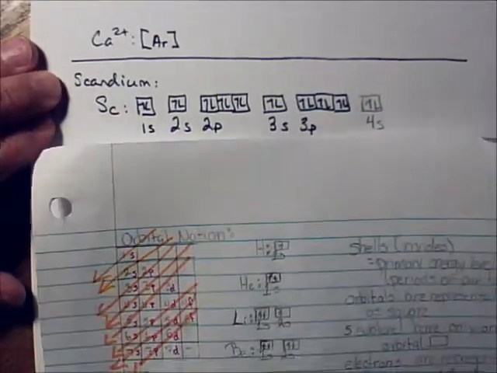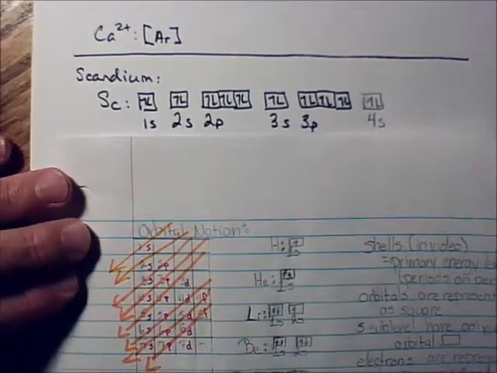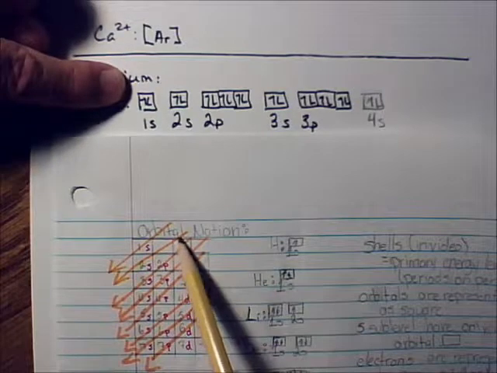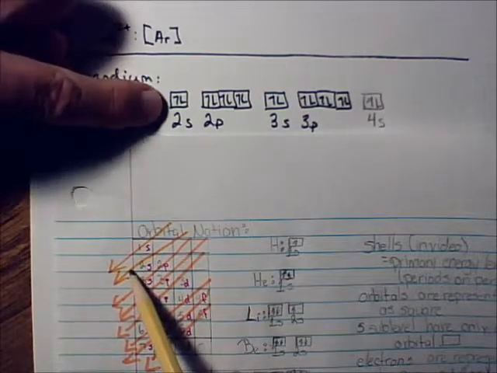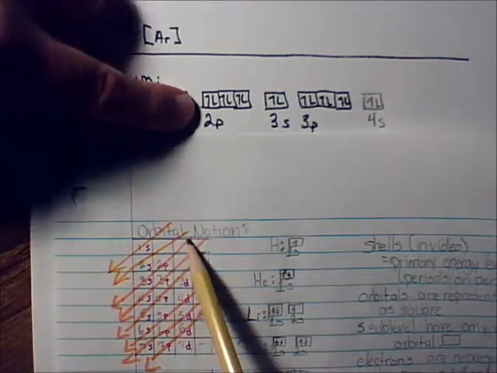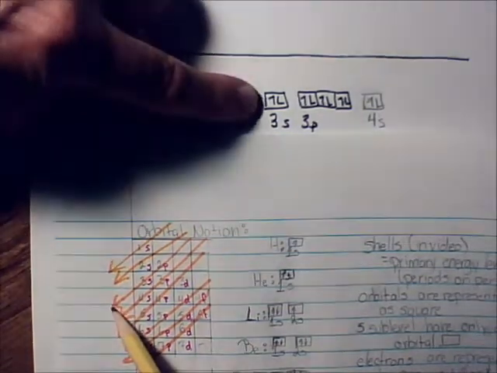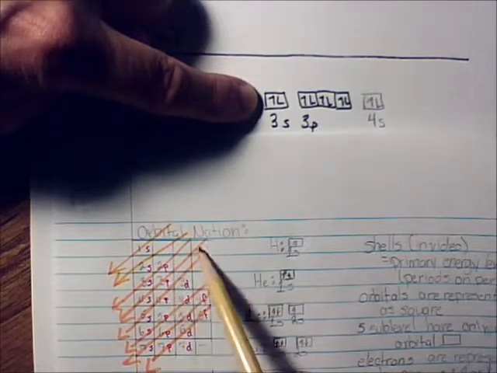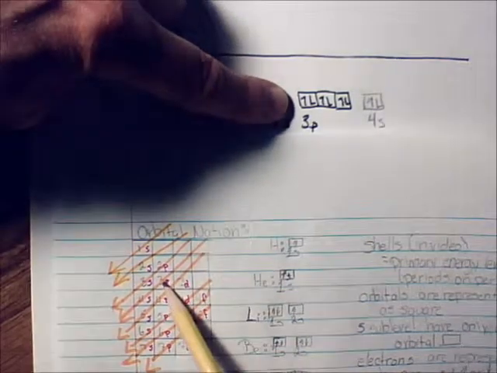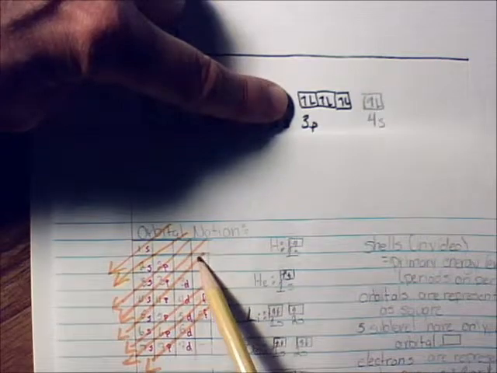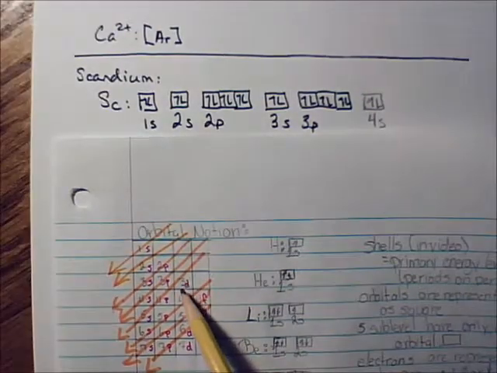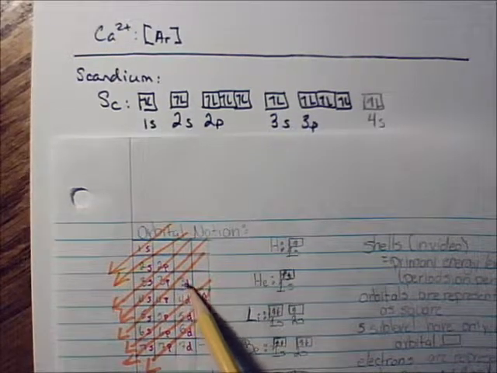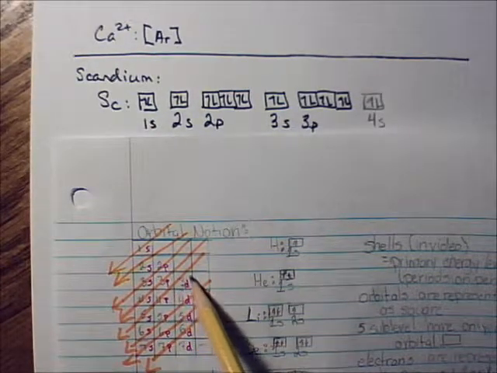All right. Remember this chart we made? So we filled up 1s, and we start on the next arrow. We get 2s. The next arrow we got to 2p and then 3s. The next arrow we got to, let's see, 3s. And 3p was right here. Then 4s. On the next arrow we come to, what is that? What is this right here?